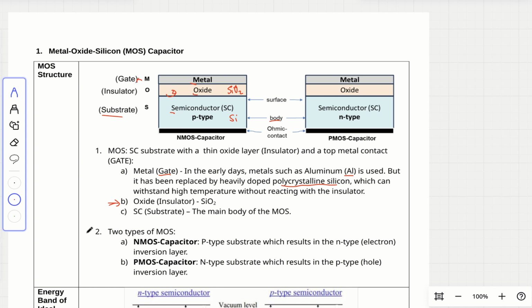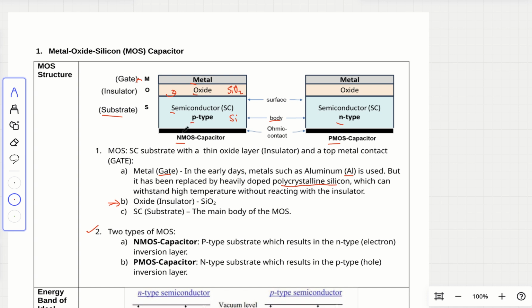Okay, second important point to note here is there are two types of MOS capacitors. One is the NMOS capacitor, and second one is the PMOS capacitor. And it's also very important to note that in the NMOS capacitor, the substrate is P type, okay? And in the PMOS, the substrate is the N type.